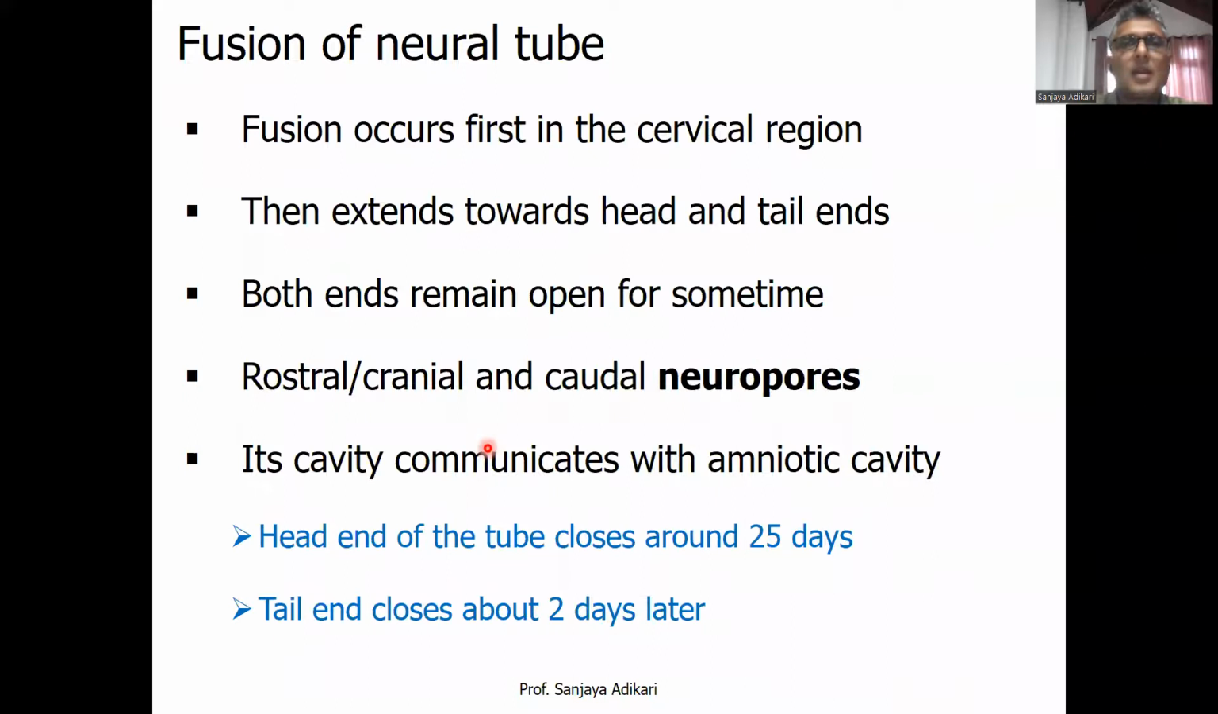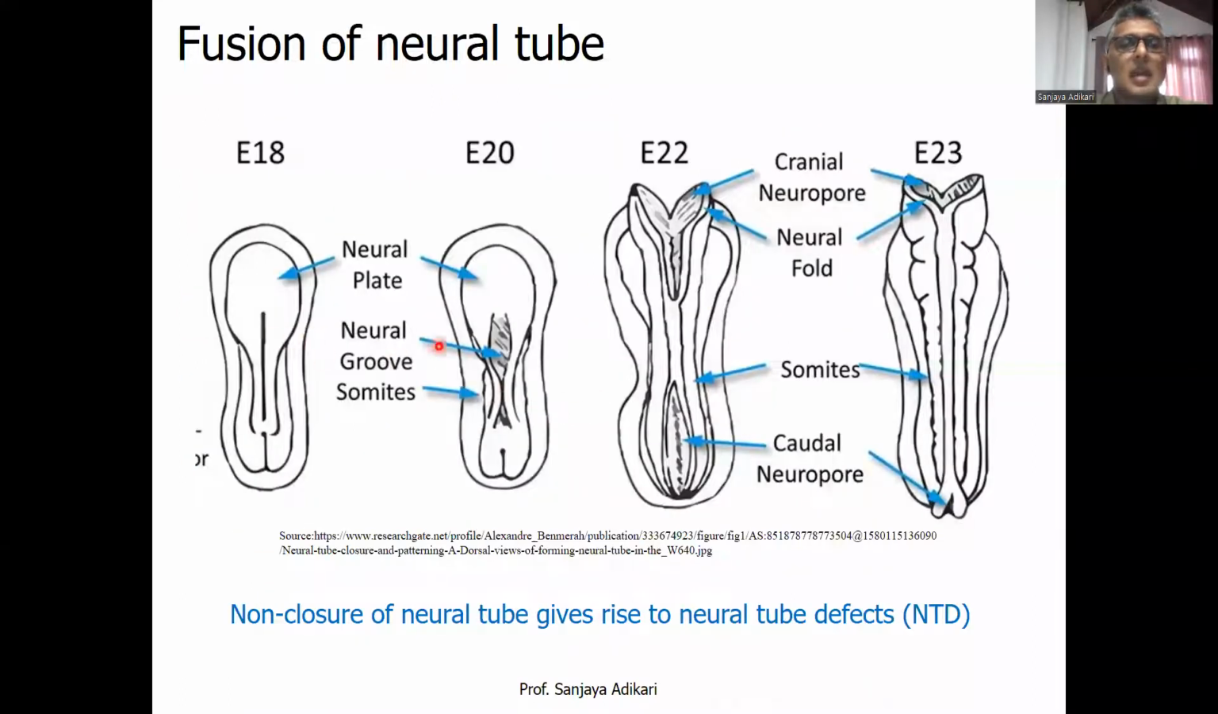I have mentioned it here. If you can read it, the fusion occurs first in the cervical region. So it starts in the future neck region, and then the fusion spreads to the head end and the tail end, the cephalic end and the caudal end. But at the head end and the tail end, an opening is left for a few days. It doesn't close immediately. The gap at the head end is called the cranial neuropore, and the gap at the tail end is called the caudal neuropore.